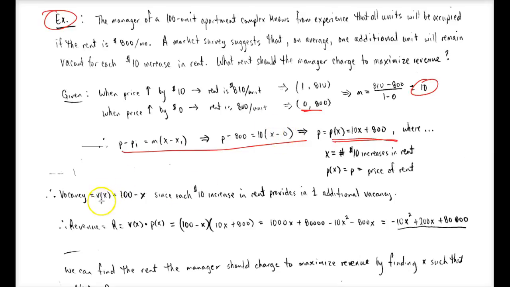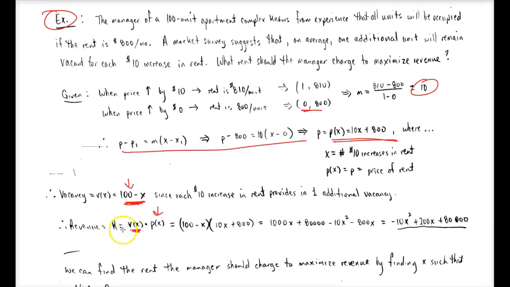We also know that for the vacancy, and vacancy is, of course, how many people are actually staying in the apartment at that particular time, it's going to total out at 100, but this would be the formula for every $10 increase in rent. So the revenue is going to be the amount of vacancy times the price of the rent. Here we're tracking demand by vacancy.